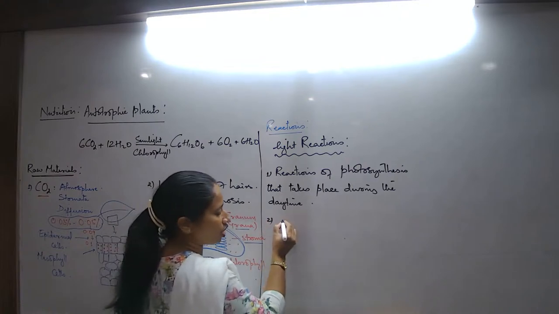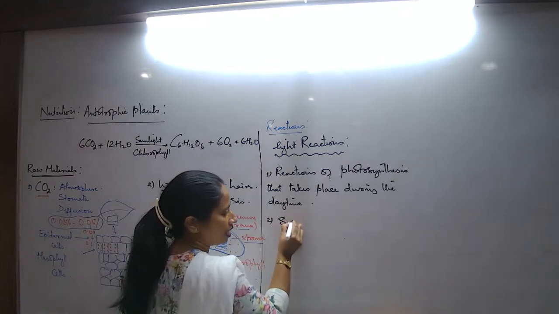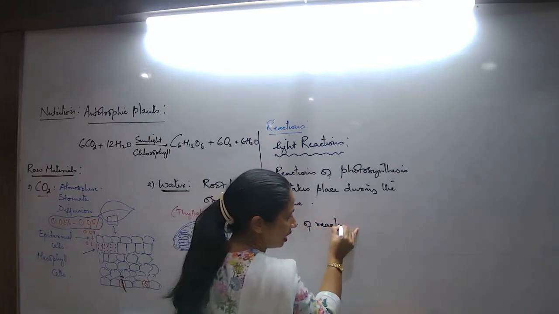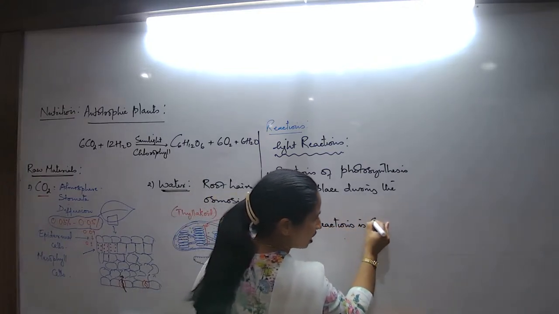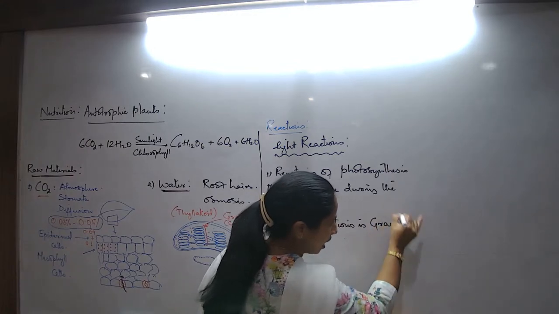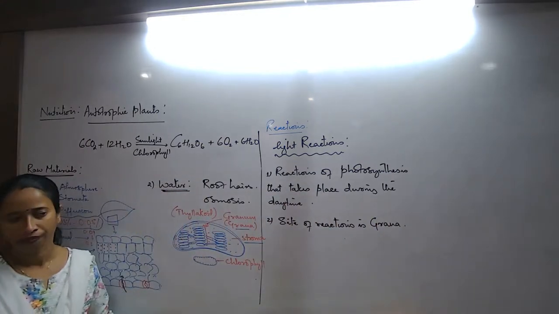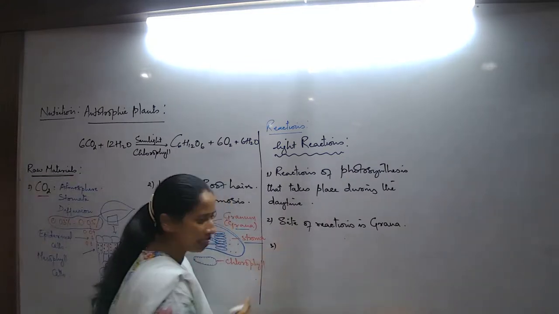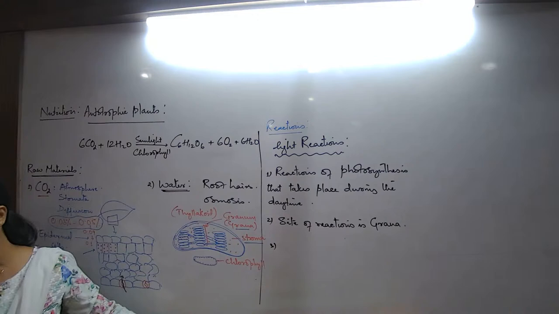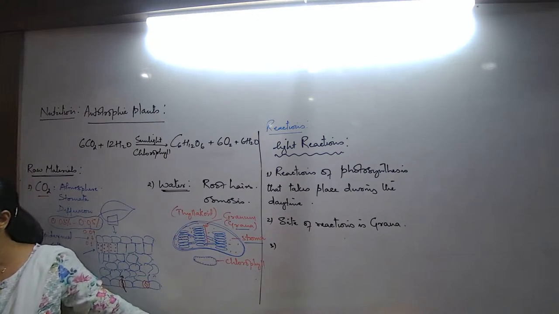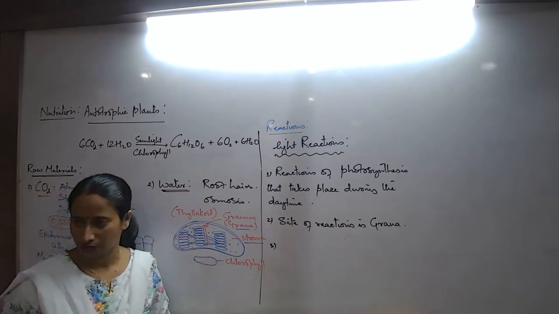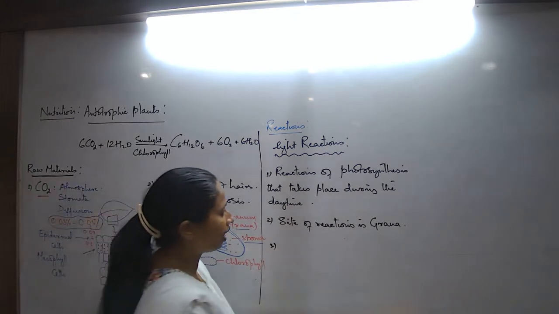Now, where do these reactions take place? Where is the site of these reactions? The site of reactions is the grana. If it is grana, one more point that you are supposed to understand is that in this type of reaction, ATP is getting formed. So ATP is getting formed.